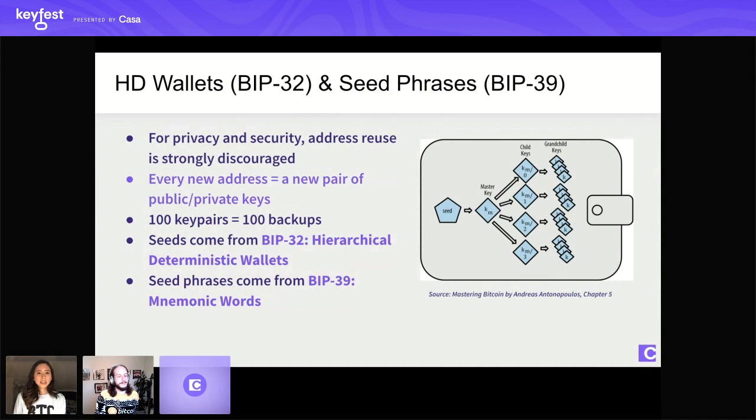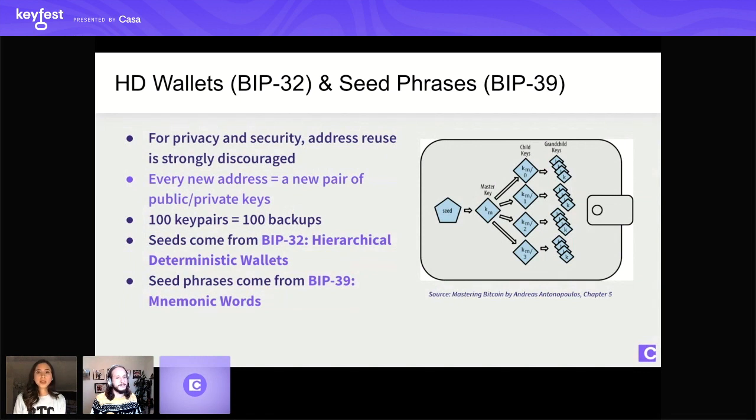And luckily in 2012, a proposal called BIP32 was made for something called hierarchical deterministic wallets. These are wallets that allow you to derive many sets of keys from a single random number called a seed. And it turns out there's a ton of advantages to the structure. I have a diagram on the right. This also comes from Mastering Bitcoin.